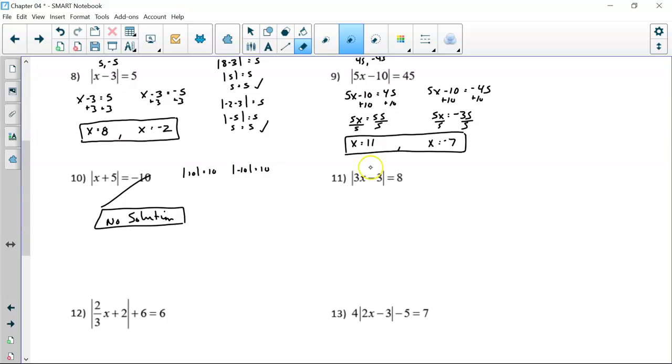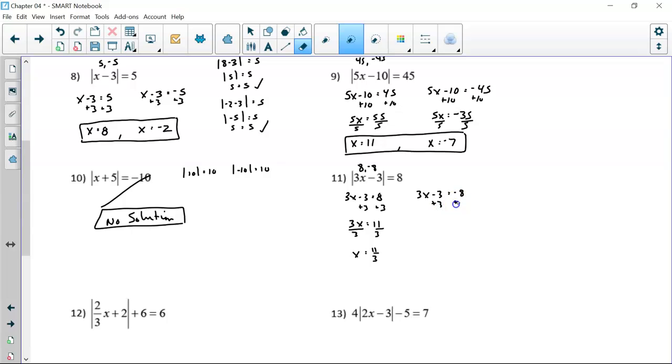Looking at problem number 11, the absolute value of a number equals 8, so we could have an 8 or a negative 8 there. So 3x minus 3 equals 8. 3x minus 3 equals negative 8. Add 3 to both sides. 3x equals 11. Divide both sides by 3. X equals 11 thirds.